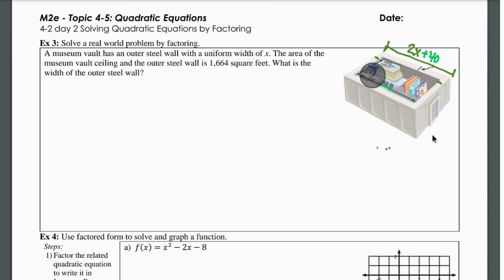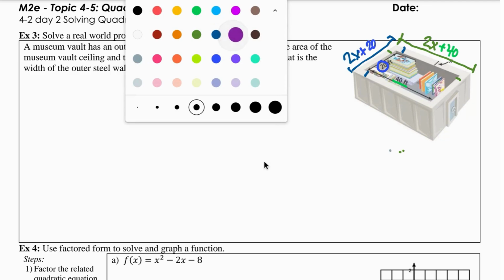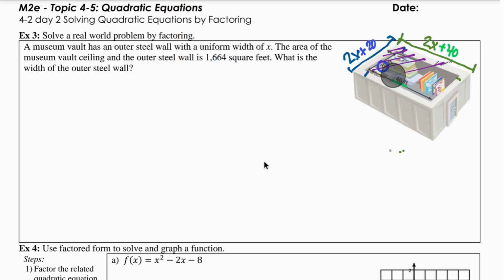So they're telling me that I have 20 feet inside the vault plus that X on either side. So if I want to find this whole width of the vault, I have an X being added here and an X being added here. So I can think about the expression 2X plus 20 as representing that width. And so they're telling us that the entire ceiling, so meaning like if I was covering up all the way here, that is represented as an area of 1,664 square feet.